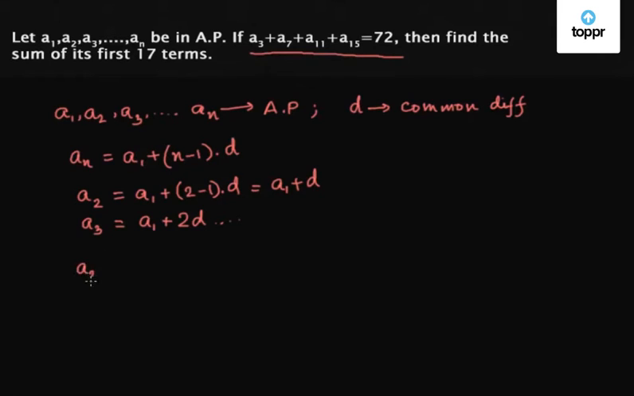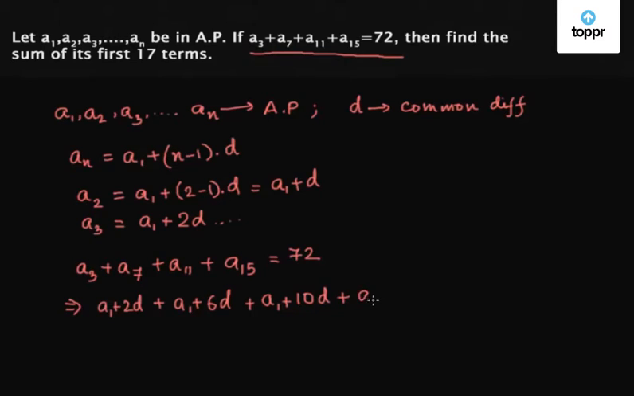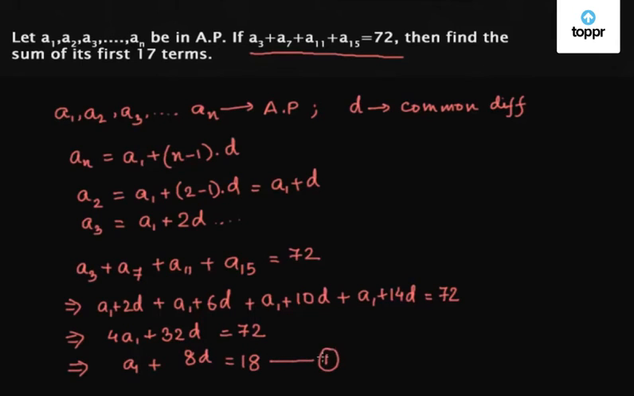So we have A3 plus A7 plus A11 plus A15 is equal to 72, which implies A3 can be written as A1 plus 2D, A7 can be written as A1 plus 6D, A11 can be written as A1 plus 10D, and A15 can be written as A1 plus 14D, which is equal to 72. Now solving this, we get 4A1 plus 32D is equal to 72. That is A1 plus 8D is equal to 18. Now we name this as equation number 1.